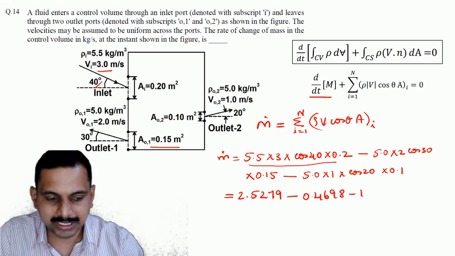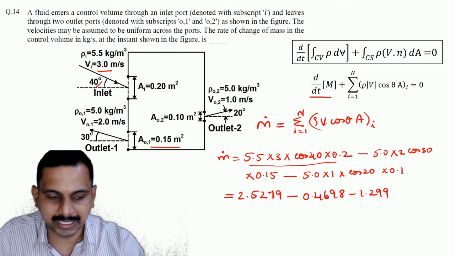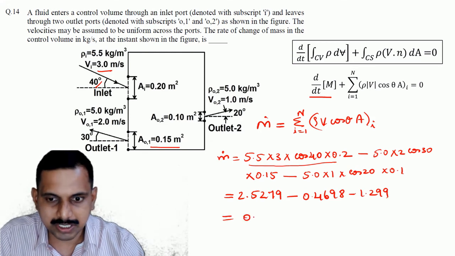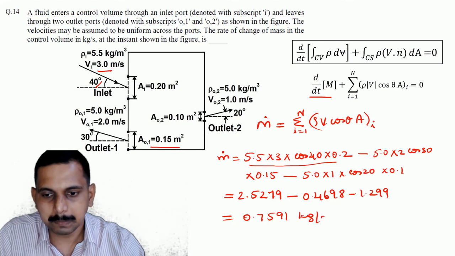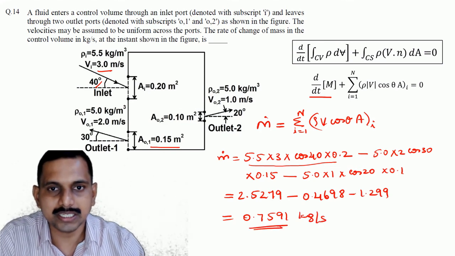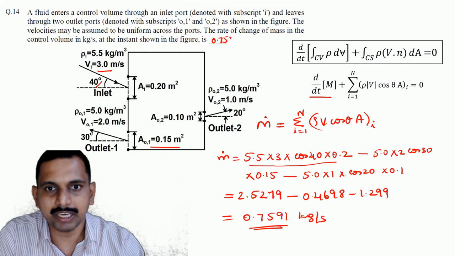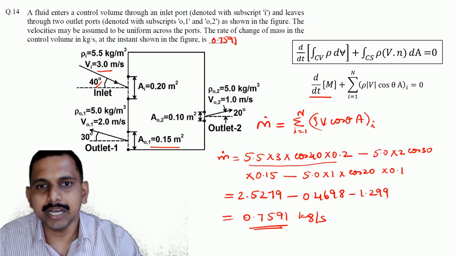4.698 minus 1.299. So the answer what comes is 0.7591 kg per second. So answer is 0.7591. I hope you have understood this, students.